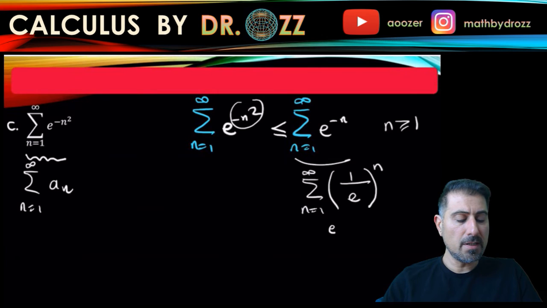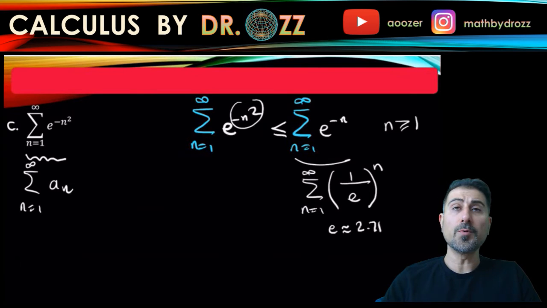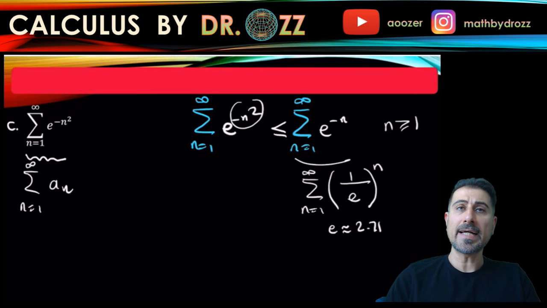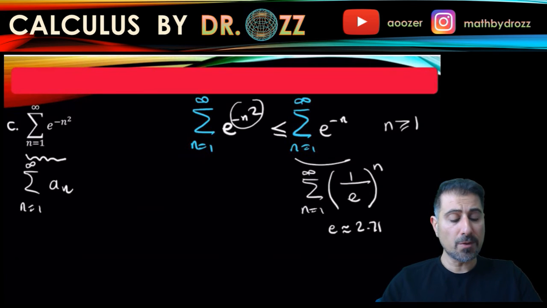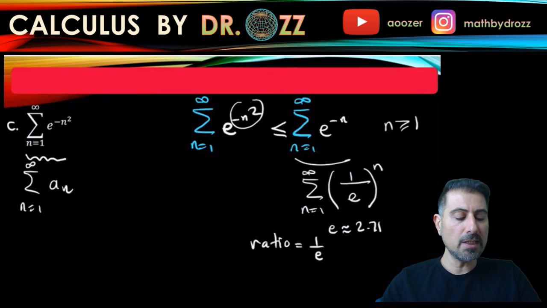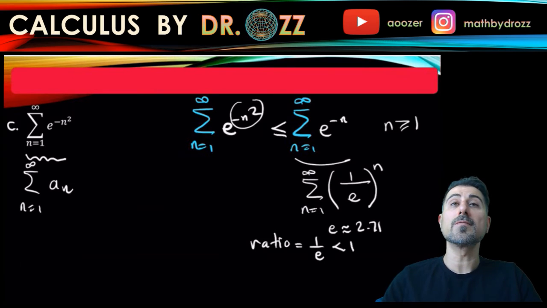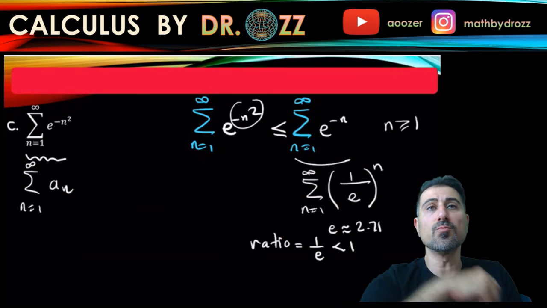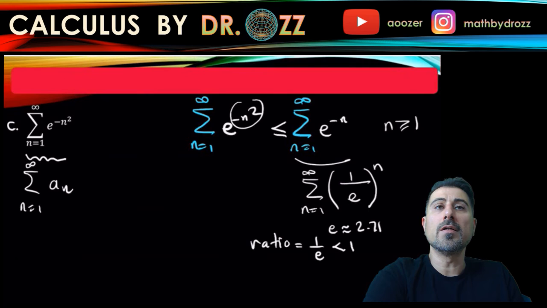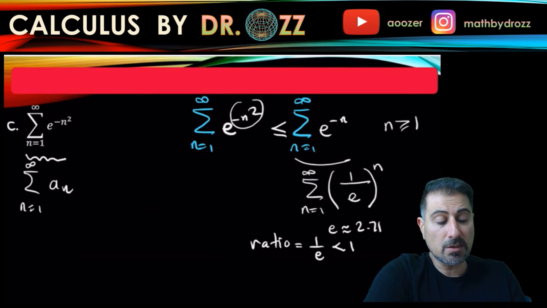And remember that e is a number around 2.71, so 1 over that is going to be a number less than 1. So here I have a geometric series with the ratio 1 over e, which is less than 1. And we know that a geometric series with ratio less than 1 is convergent. So especially this geometric series is convergent.